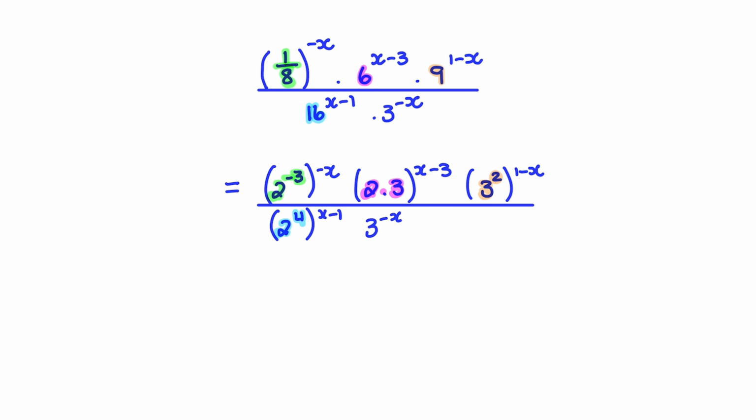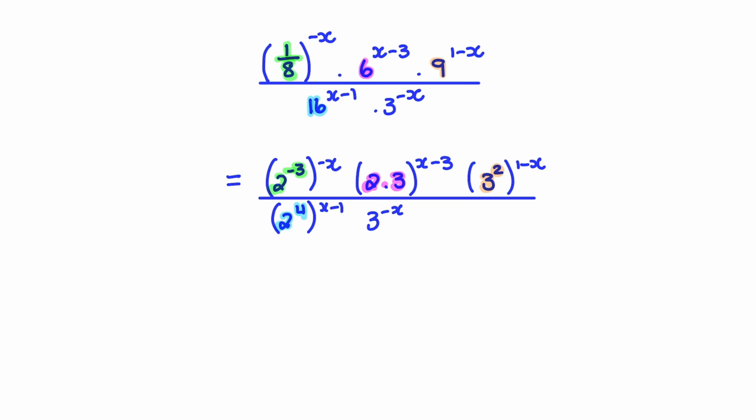For our first step, we will rewrite each of the numbers in the numerator and denominator as a product of its prime numbers. So remember, 8 is equal to 2 to the power of 3. So 1 over 8 can be written as 1 over 2 to the power of 3. And if we use exponent laws, we can write 1 over 8 as 2 to the power of negative 3. And that is what we do in our first step. We rewrite 1 over 8 as 2 to the power of negative 3.